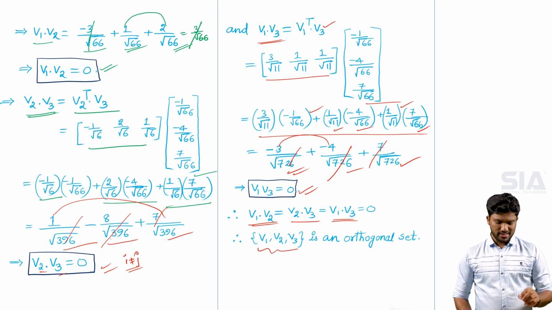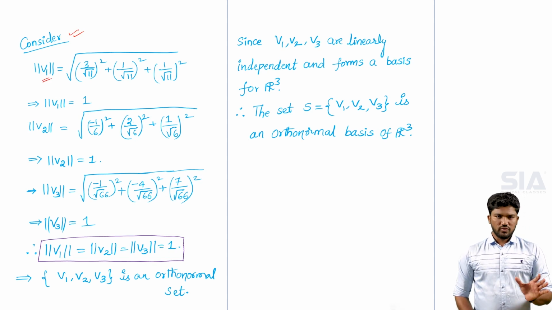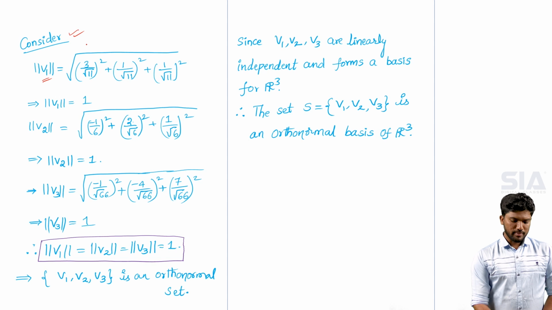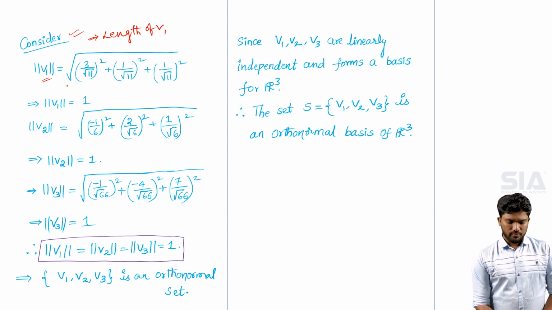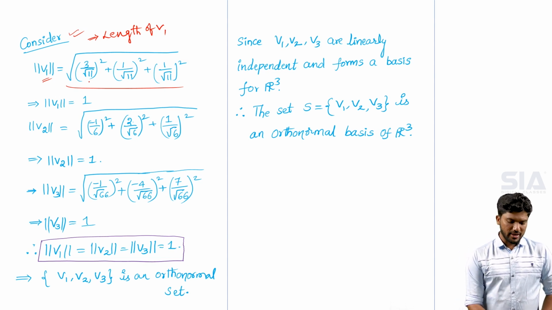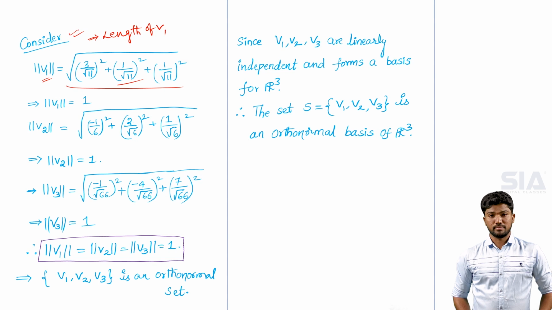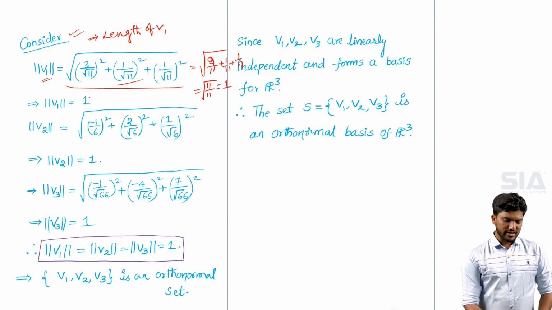This is the first half of the solution. For the next half, we consider the first vector v1 and find the length of that vector. Mathematically, the length of the vector is written in norm format. So the length of v1 is equal to norm v1, which is the square root of the sum of the squares of the entries. So 3 by root 11 whole square plus 1 by root 11 whole square plus 1 by root 11 whole square. Simplifying, you get 9 by 11 plus 1 by 11 plus 1 by 11, so 11 by 11 under root, which is 1. The length of that vector is equal to 1.